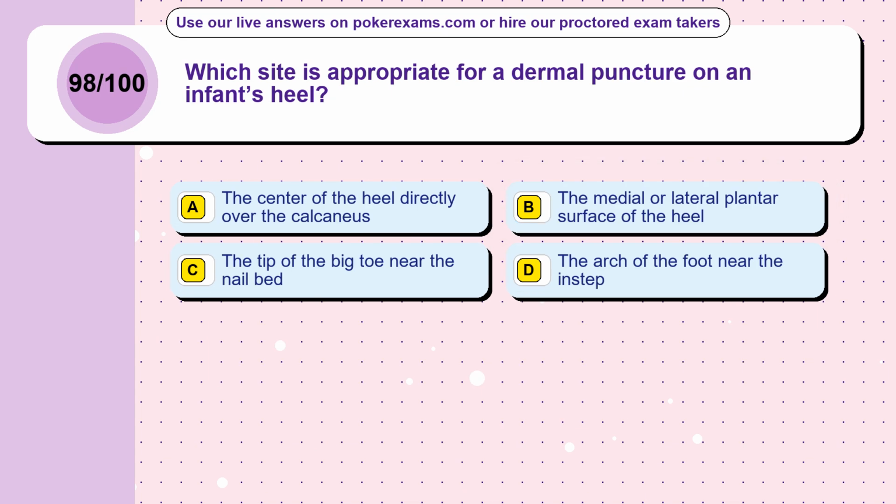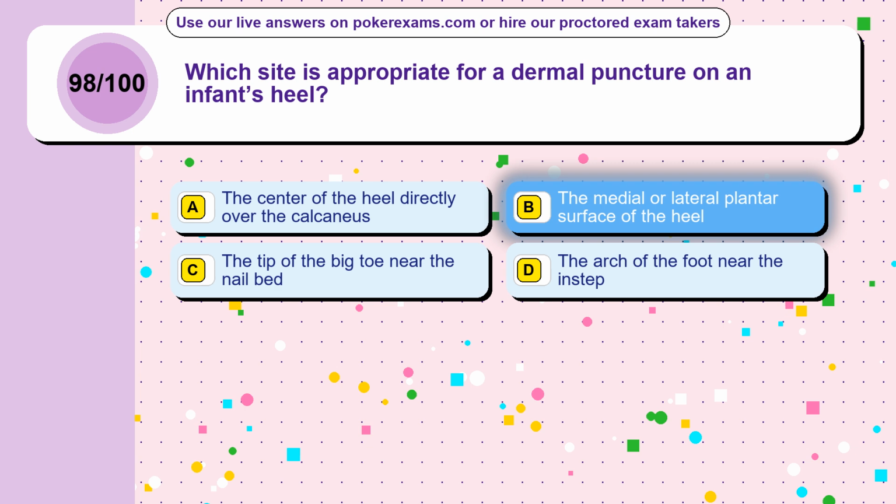Question 98. Which site is appropriate for a dermal puncture on an infant's heel? Option A. The center of the heel directly over the calcaneus. Option B. The medial or lateral plantar surface of the heel. Option C. The tip of the big toe near the nail bed. Option D. The arch of the foot near the instep. The correct answer is option B.